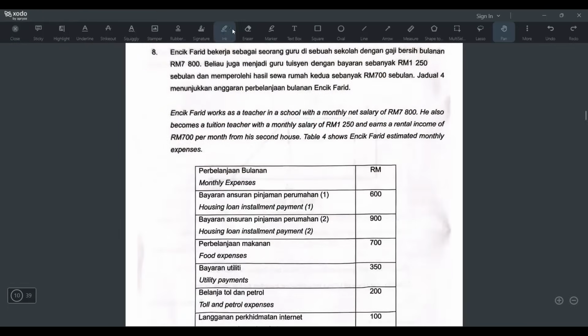Okay, number 8. What chapter is this? Form 4, chapter 10. How come I can tell so fast? Because I see loan, I see expenses. Yeah. I see rent, I see salary, utility. Yeah, it's definitely Form 4, chapter 10. Consumer Mathematics, Financial Management. Dalam bahasa Melayu, pengurusan keuangan.